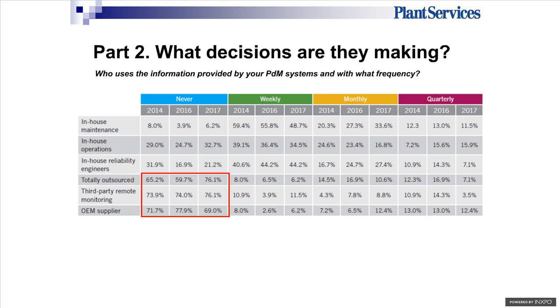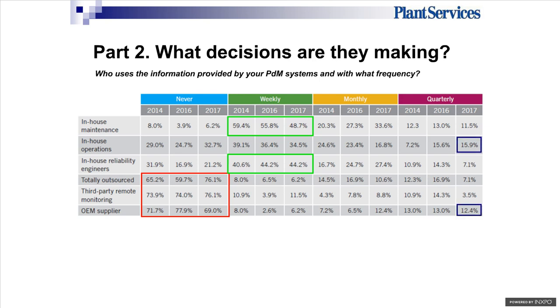I'm going to put some green boxes up here. If you see, the highest number of folks to see the data was reliability engineers and maintenance engineers in-house, who saw them most often and weekly. And I'm going to throw a couple of blue boxes up, which I was surprised by.